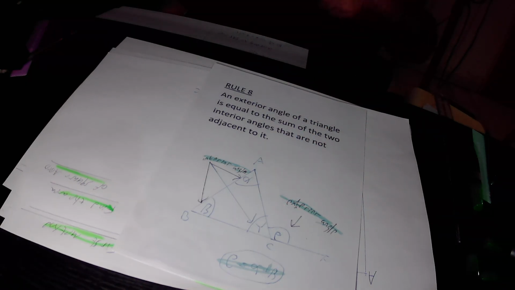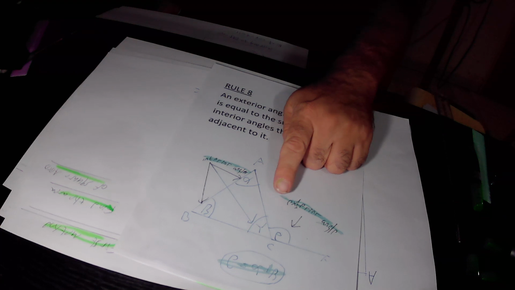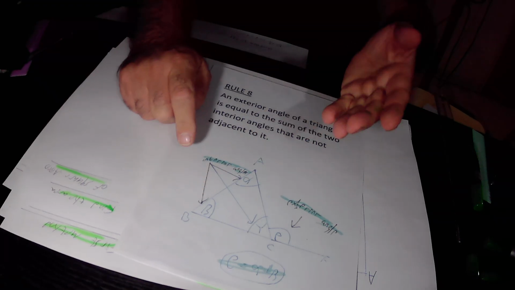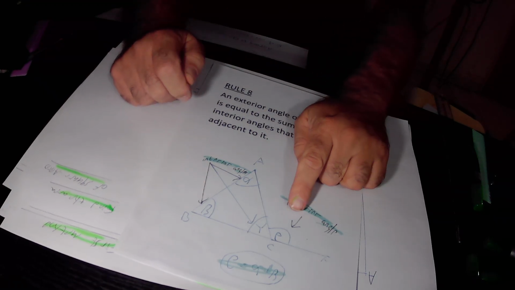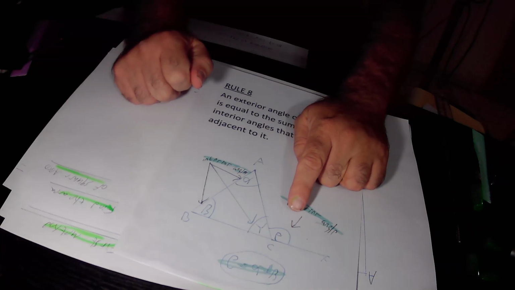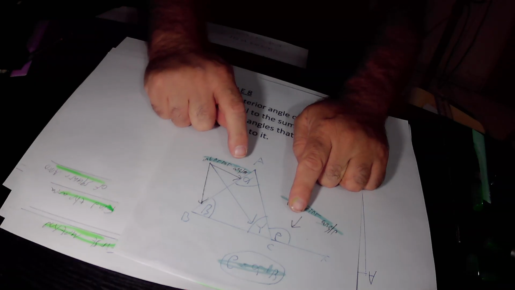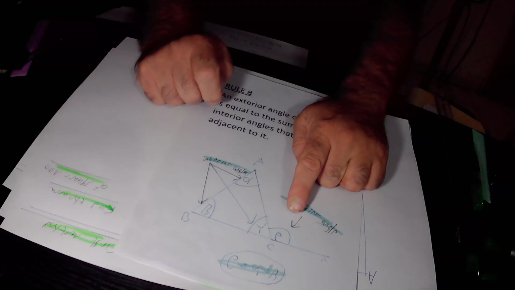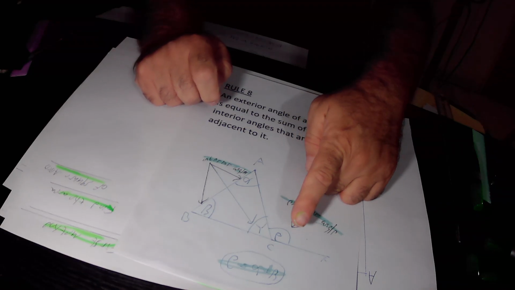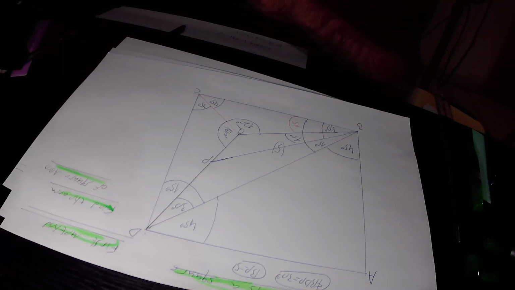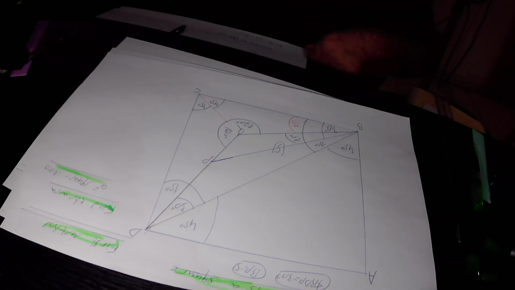According to Rule 8, the size of this external angle E is equal to the sum of the two angles that are not adjacent to it. Angle gamma is definitely adjacent to angle E. The two angles that are not adjacent to it are alpha and beta. So the size of the external angle E equals alpha plus beta. We can implement Rule 8 in our domain.